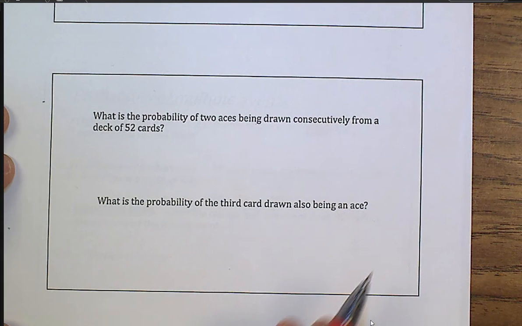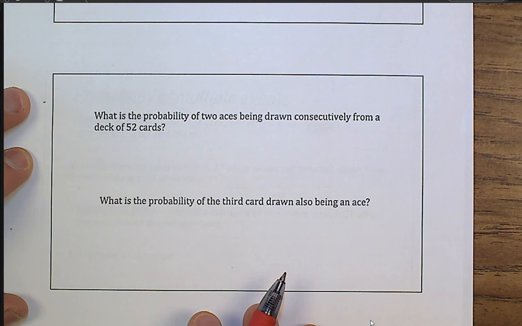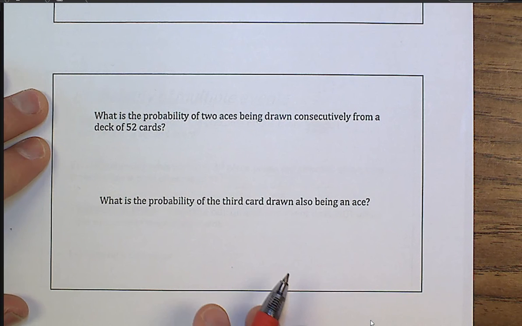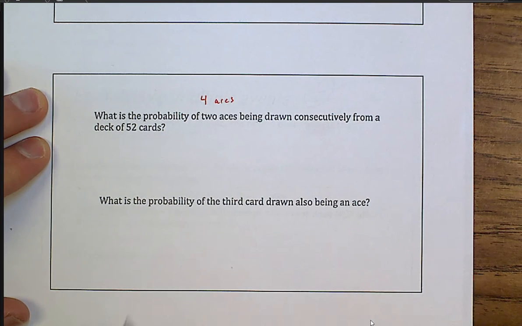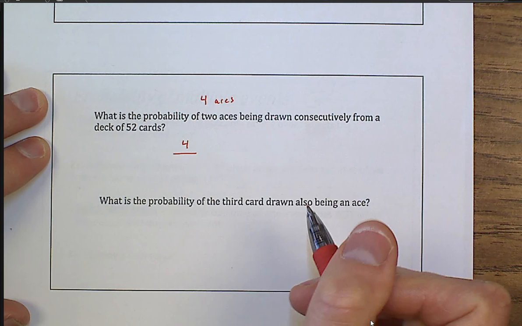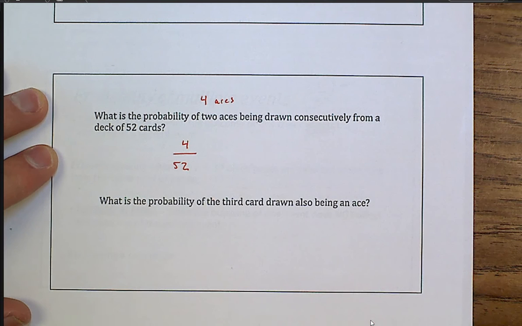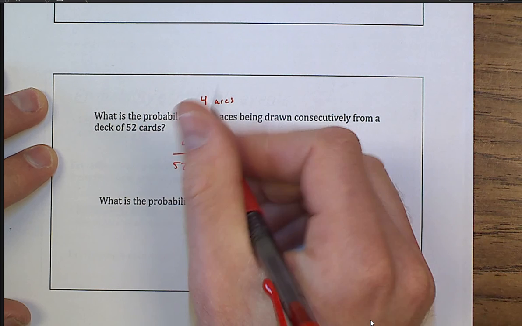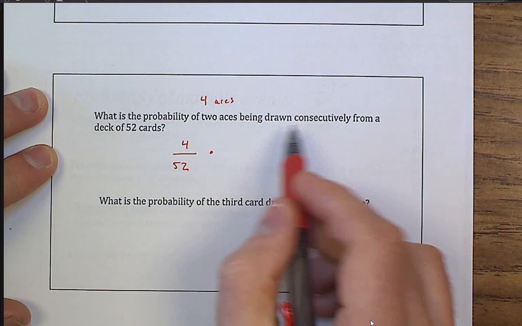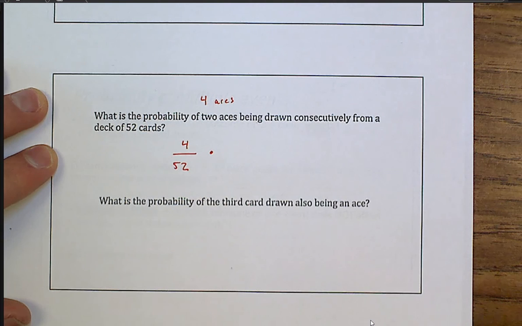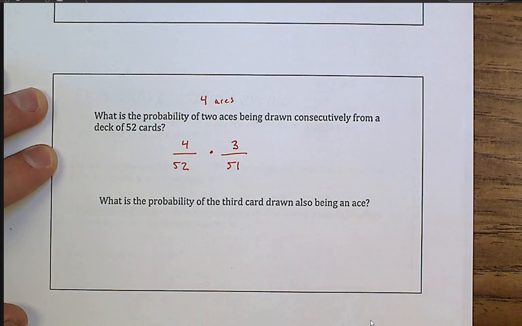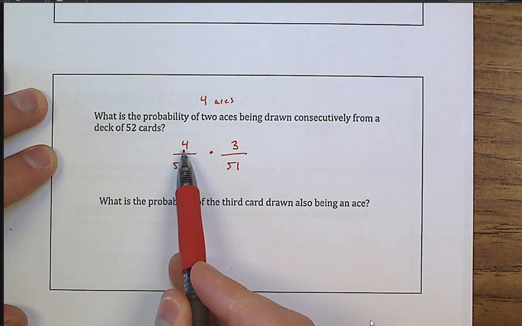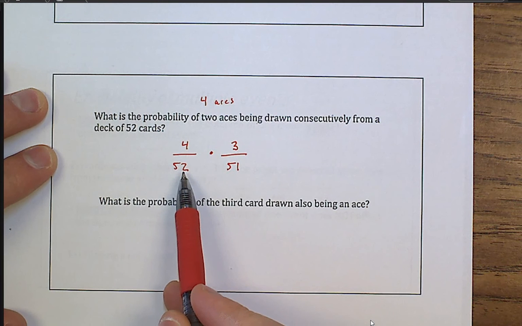So what's the probability of 2 aces being drawn consecutively from a deck of 52 cards? Well, there's 4 aces total, right? So we're starting there. On the very first pull, there's 4 aces, there's 52 cards, so the probability would be 4 out of 52. On that second pull, drawn consecutively, if you pulled the first ace out, there would now only be 3 aces available to you out of 51 cards, right? Because you pulled the ace out, so the ace would be subtracted from the 4, and obviously that 1 ace card would be subtracted from the 52.